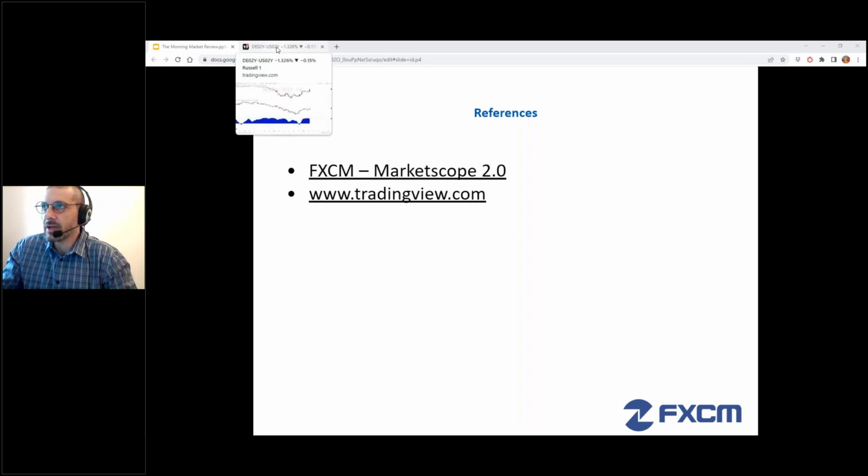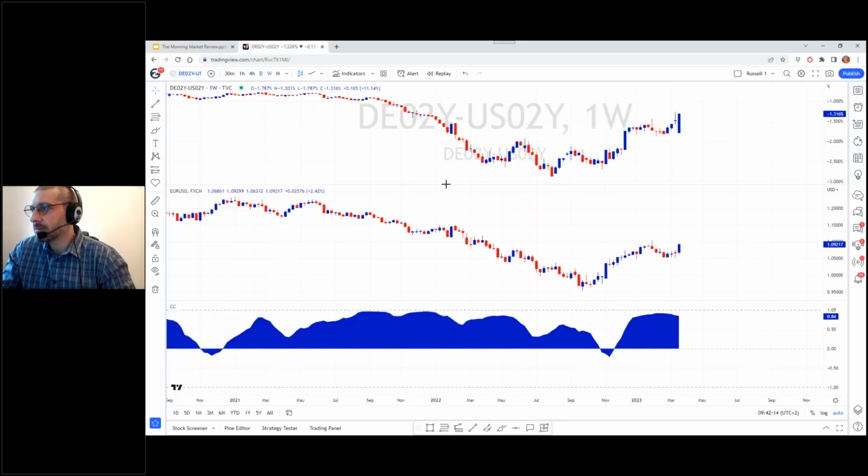Let's just bring up TradingView here, and what I want to show you, the very first candlestick chart at the top, is effectively the German 2-year note minus the US 2-year note. Why have I chosen the 2-year notes? It's because they are very good proxies for the monetary policy of the two regions' central banks. So the ECB is represented by the German 2-year note. The Fed is represented by the US 2-year note.